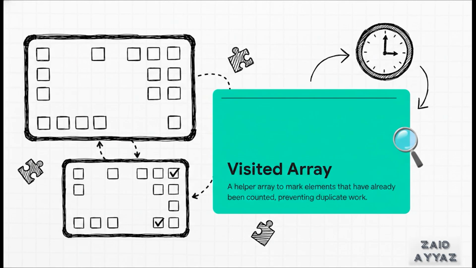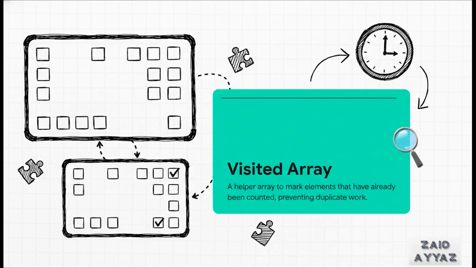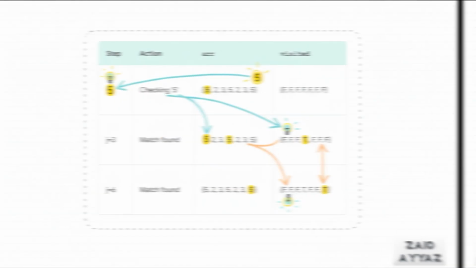Now this is where the solution gets really clever. We're going to use a helper, which is actually a second array. You can call it a tracking array or a visited array. Its one and only job is to be a little bookkeeper. It remembers which items in our original list we've already counted, so we don't do the same work over and over. Let's trace it out.